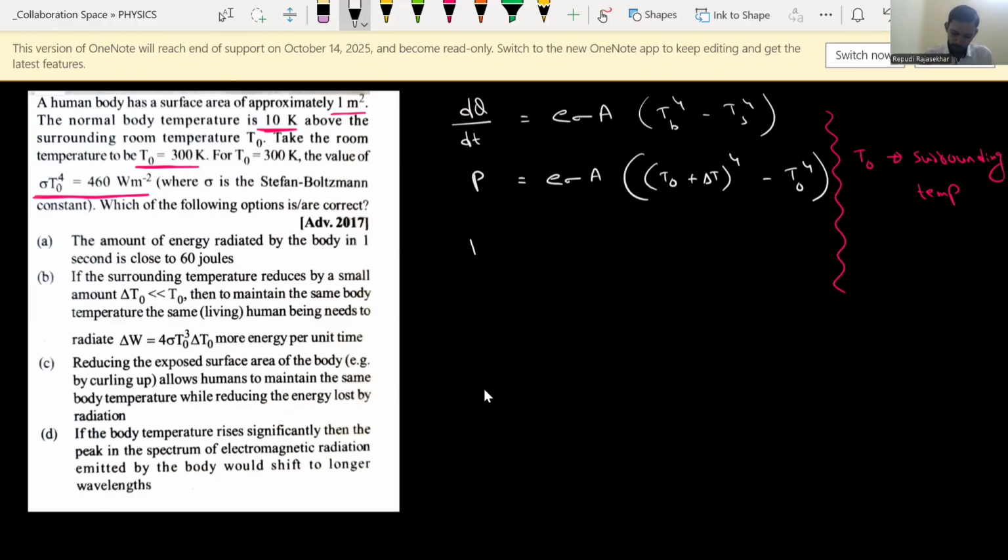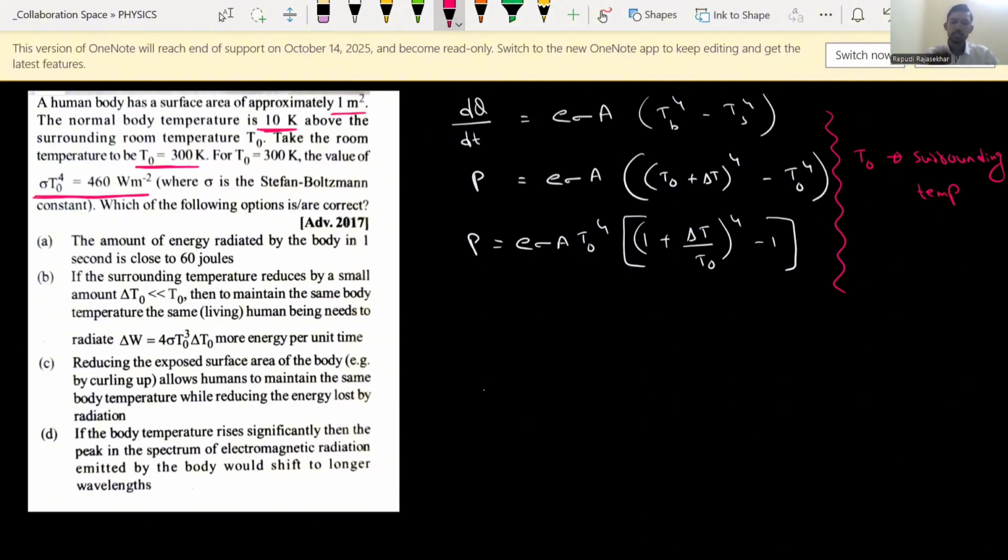Now, so P equals e sigma A. So T naught is there here also T naught. I'll do one thing. T naught power 4, I just write it outside. So that this remaining equation becomes (1 plus delta T divided by T naught) whole power 4 minus T naught power... So T naught we have written already, here 1 comes. But T naught power 4 I have taken as common. So this is the remaining equation.